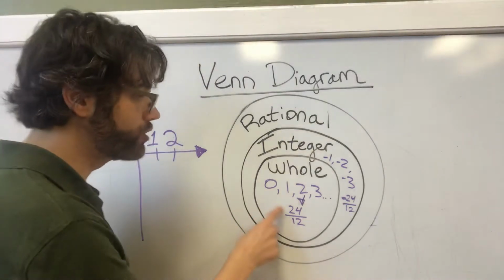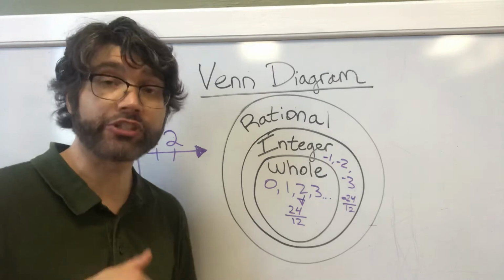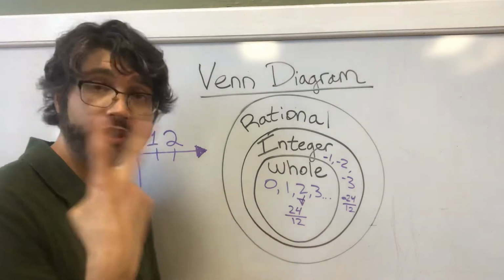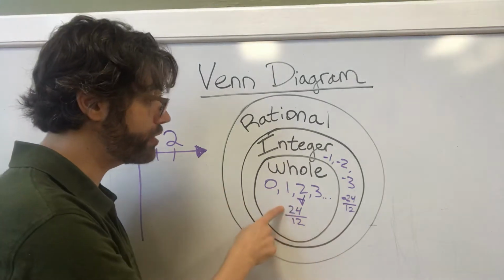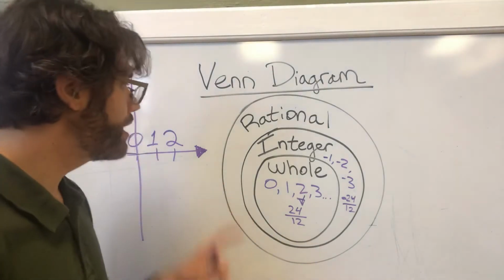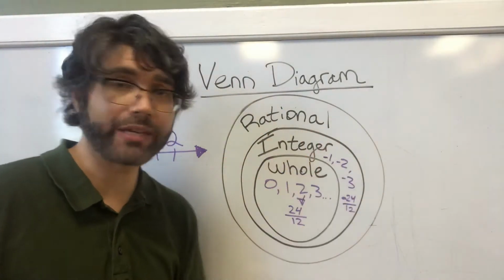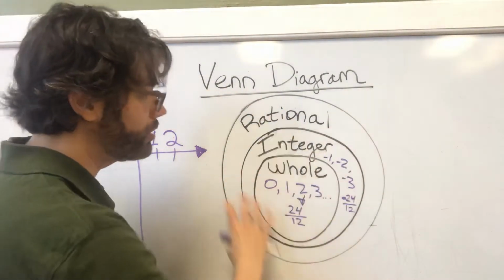For instance, 24/12 is a fraction, but it also can reduce down to 2. 24 divided by 12 is 2. And 2 is a whole number, so 24/12 is also a whole number. All right? So let's now broaden our horizon, so to speak, and include all integers.